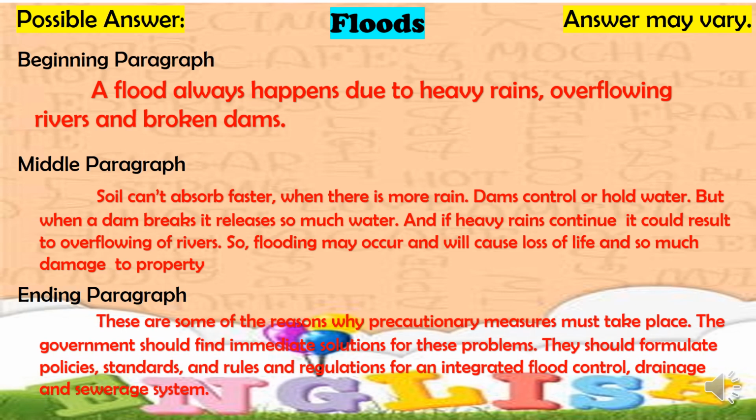And my sample ending paragraph: These are some of the reasons why precautionary measures must take place. The government could or should find immediate solutions for these problems. They should formulate policies, standards, and rules and regulations for an integrated flood control, drainage, and sewerage system.